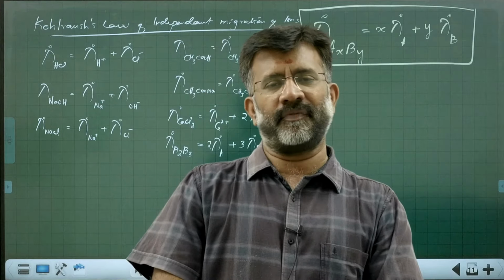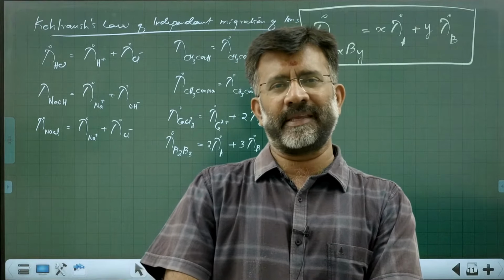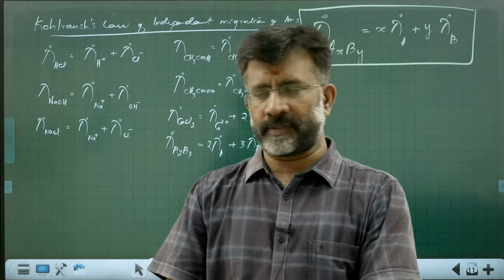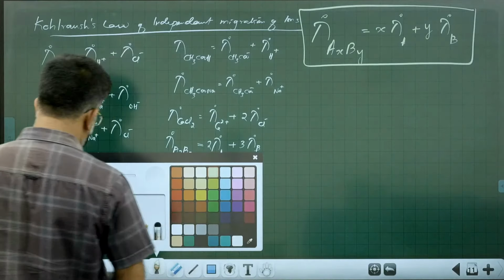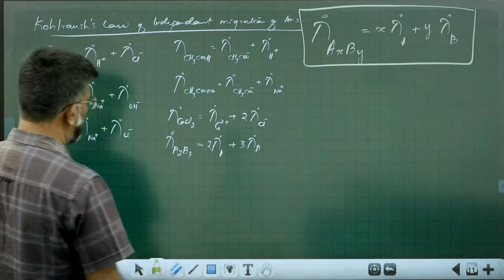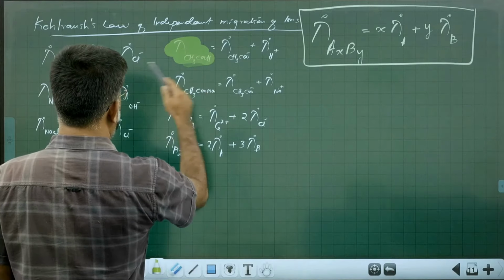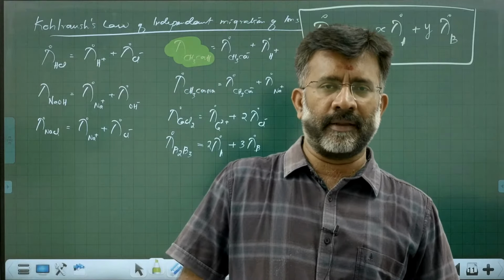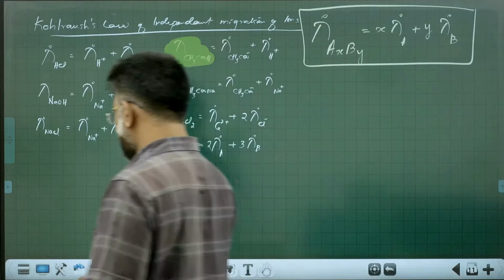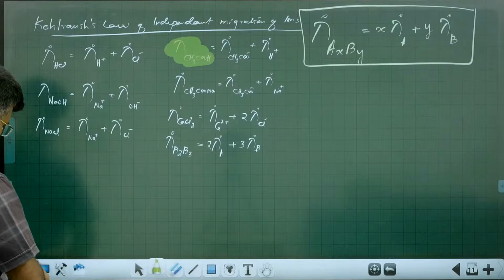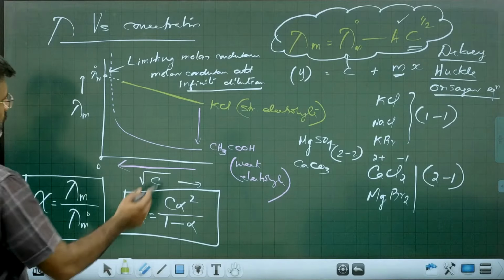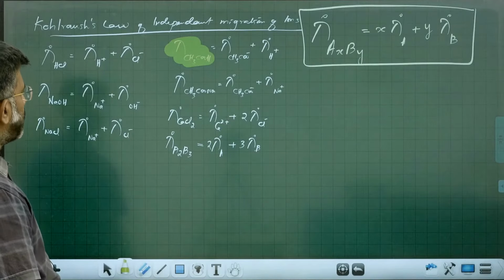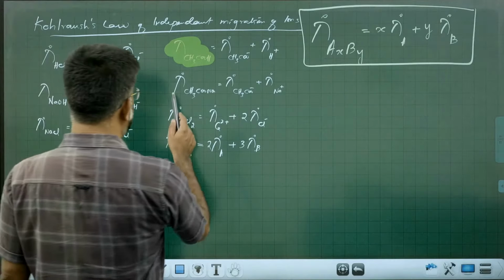Using this we can find out lambda naught for weak electrolytes, which otherwise cannot be determined. We can manipulate it. For example, among the following formulae, imagine you want to find this one, but you cannot determine it using an experimental technique, because it is a weak electrolyte. What is the problem? The graph is moving like this. How can you determine lambda naught?